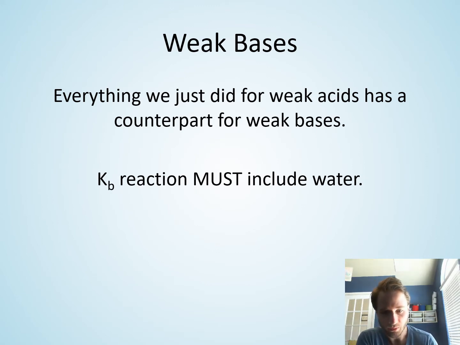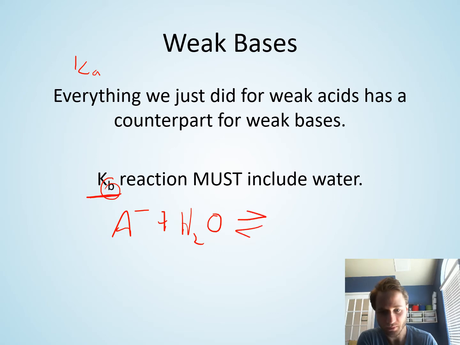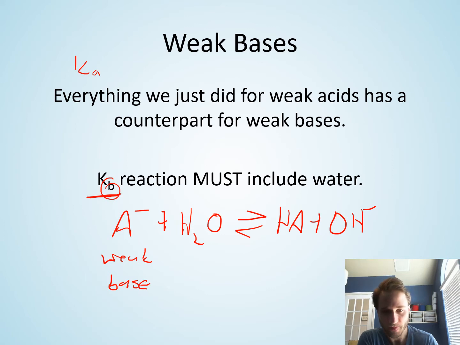We'll talk about the equilibrium constant for a weak base equilibrium, given by the notation Kb, B for base, like Ka for acid. And for the Kb reaction, we have to include water. So a typical weak base equilibrium reaction is this, where A minus is our weak base, and it reacts with water, which acts as the acid, to form the weak acid and the conjugate base, OH minus.